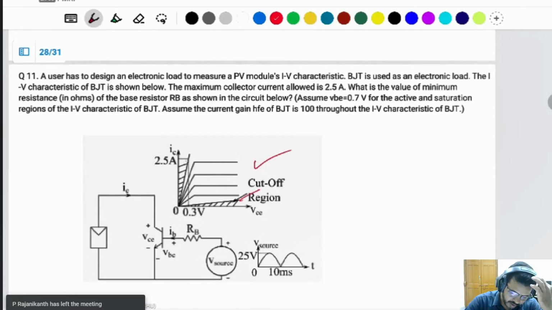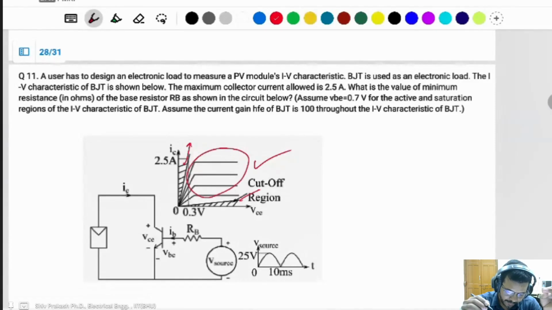This is the cutoff region. This will be the saturation region, and this will be the active region. The maximum collector current allowed is 2.5 ampere. What is the value of the minimum resistance in ohm of the base resistor RV as shown in the circuit below? Assume VBE is 0.7 volt for the active and saturation region of the IV characteristic of the BJT. Assume the current gain hFE of the BJT, which is beta, is 100 throughout the IV characteristic of the BJT.